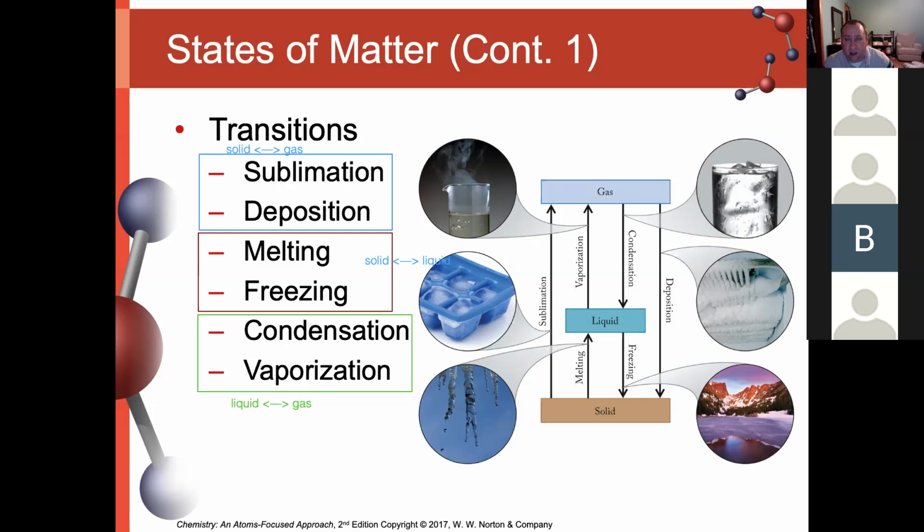So these are the transitions that are possible. We're not going to spend a whole lot of time talking about any of them individually. Just understand that if we throw out the term sublimation, that means we're talking about a solid turning into a gas. There are some substances that actually do that. Dry ice is a classic example, where solidified carbon dioxide does not turn into a liquid first. It goes straight to the gas phase when we release it in normal atmospheric conditions.